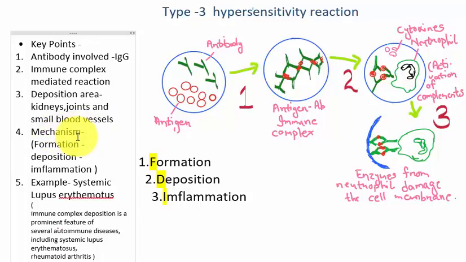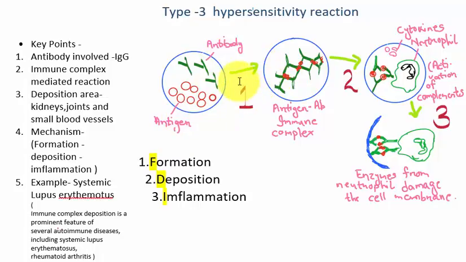The mechanism involves three phases: the formation, deposition, and the inflammation. So let's look at the mechanism. This is the cell surface. Inside the cell, the antibodies and antigens are present. In type 3 hypersensitivity reaction, we need more antigens because the antigens and antibody form the antigen antibody complex, the cage-like structure. So further, more antigens are required as compared to antibody.